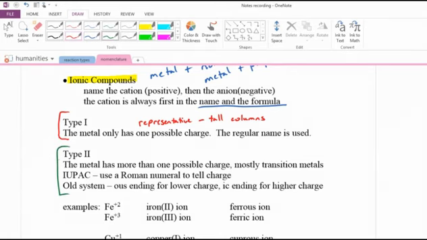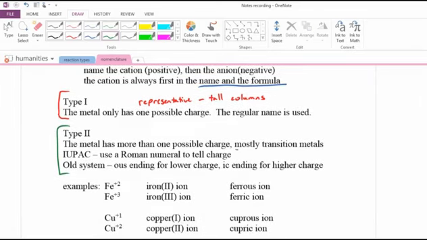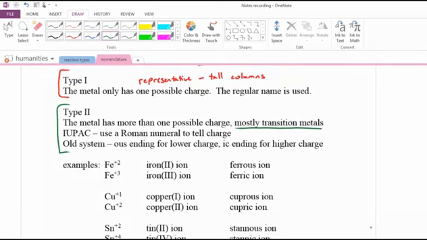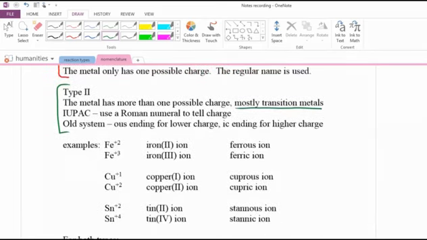Type 2 are metals that have more than one charge, which happens a lot with transition metals. And we have two different ways to use them. The IUPAC way, which is the newer, current, systematic way to use it. The Roman numeral is the charge.